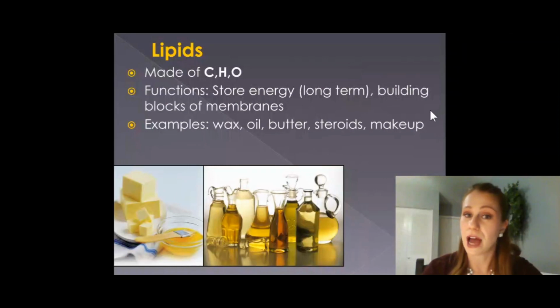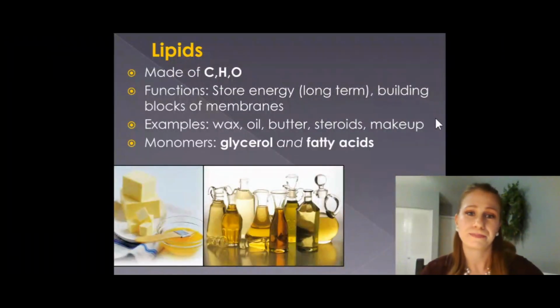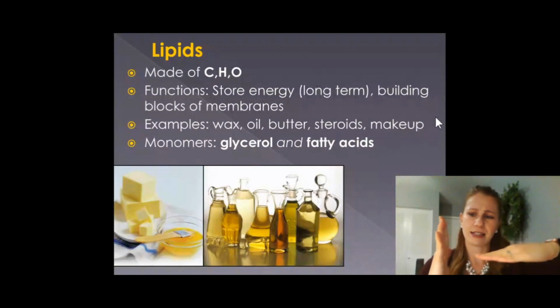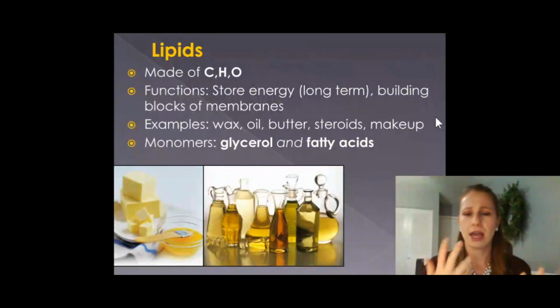Some examples from your diet would include oils and butters, and examples from your life would be waxes, steroids, and makeup. So if you use Burt's Bees, you are using lipids on your lips to keep them protected from the elements. The monomers are glycerol and fatty acids. It's kind of a 1-to-3. So you've got the glycerol head, which kind of comes like this, and then there's fatty acid chains that come off of it in 3s.